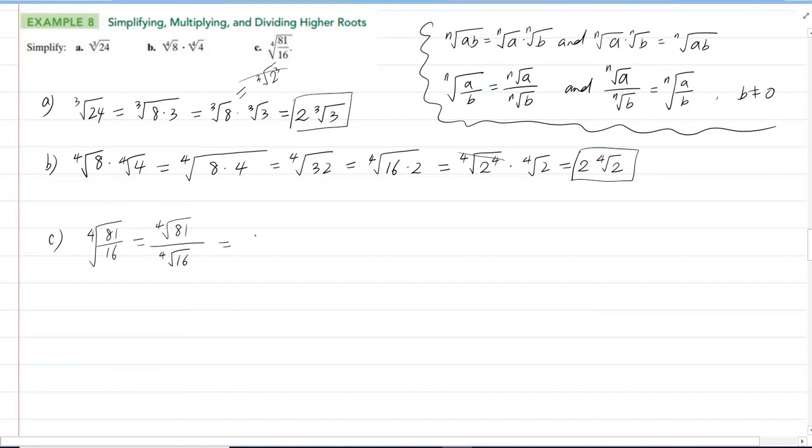So I can rewrite this 81 as 3 to the fourth power. So I have a fourth power, and then we're going to take fourth roots. So we can cancel that out just in a little bit, okay? So here the same thing, 16 I can rewrite as 2 to the fourth power. Okay, now we can cancel this part out, so you're going to have a 3 over 2. So that is your part C.